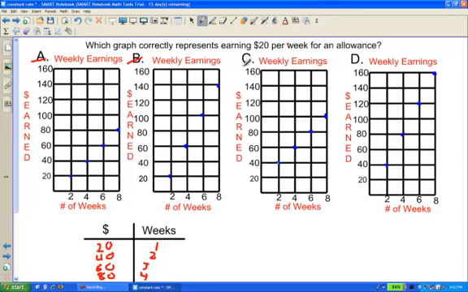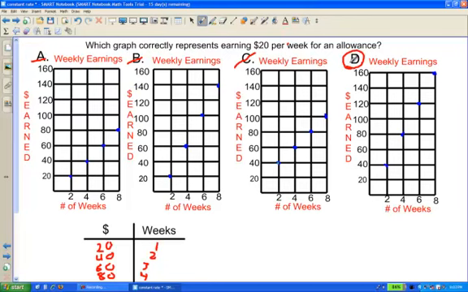That's not right. So don't be fooled just because they had one of the right answers there. We got to go all the way to D. And sure enough, at 4 weeks we're earning $80. 2 weeks we're earning $40. I think that's the one we want. So we would circle problem D.